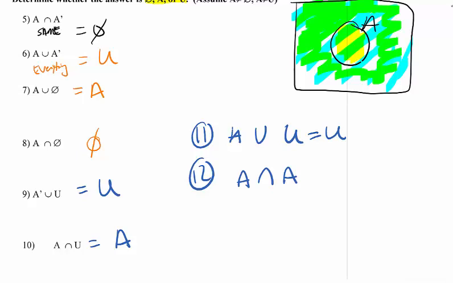Number 12, you need to differentiate between number 12 and number 5 because it's easy to misread them. Number 5, we have the A and the complement, which there's nothing that overlap. Number 12 actually says A intersect A, which are the same set. So that's equal to A. Double check your symbols on these problems because they're quick to do but easy to make a mistake on.